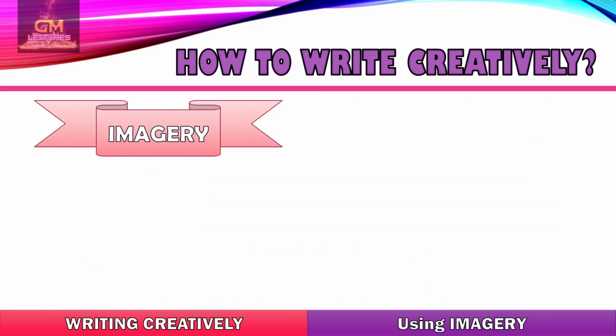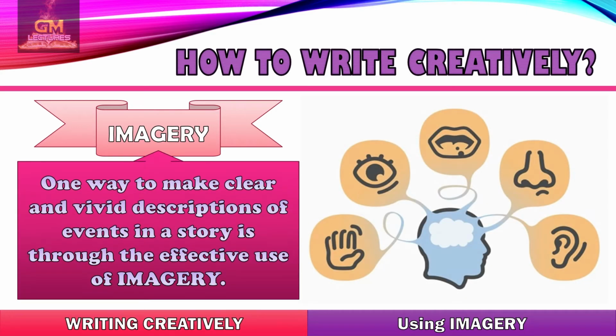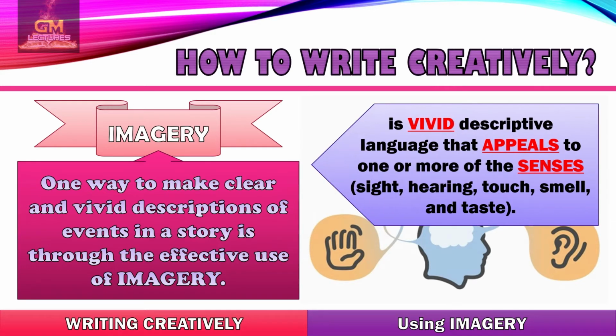Now, at this point, we talk about use of imagery. Now, one way to make clear and vivid descriptions of events in a story is through the effective use of imagery. Imagery, in its most basic description, is vivid descriptive language that appeals to one or more of the senses. This could refer to the sense of sight, sense of hearing, sense of touch, smell, and sense of taste.